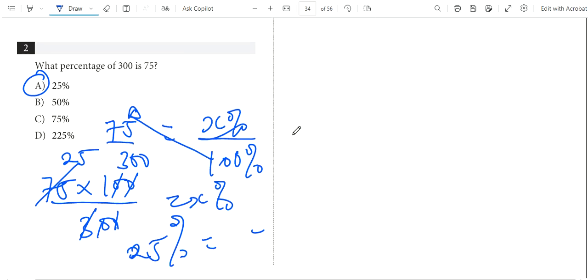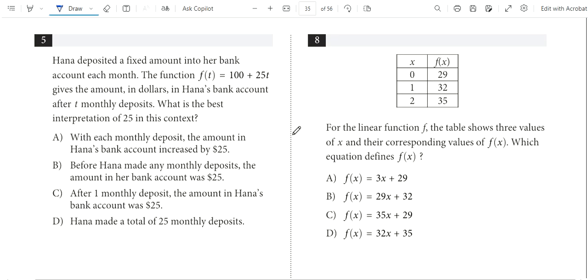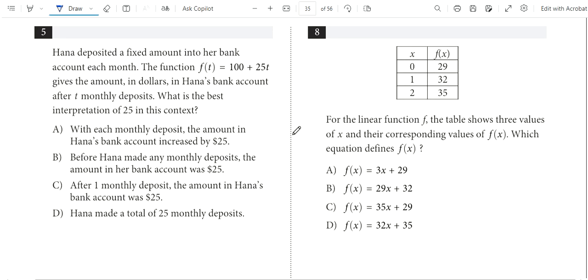Let's go on to question 5. So you might want to try this out. Okay, now it says Anna deposited a fixed amount into a bank account each month. The function f of t equals 100 plus 25t gives the amount in dollars in Anna's bank account after t monthly deposits. What is the best interpretation of 25 in this context? So basically we're trying to interpret 25.